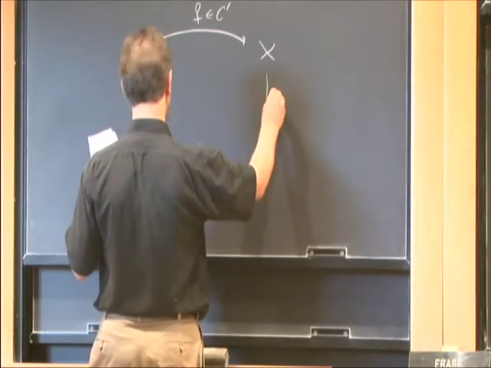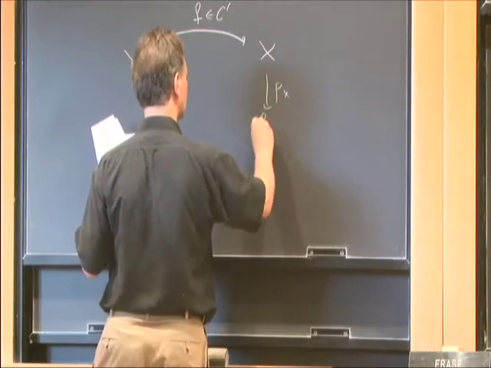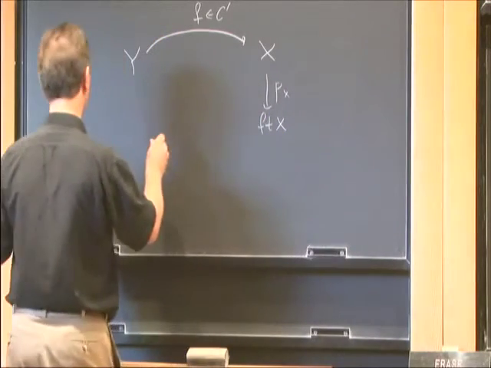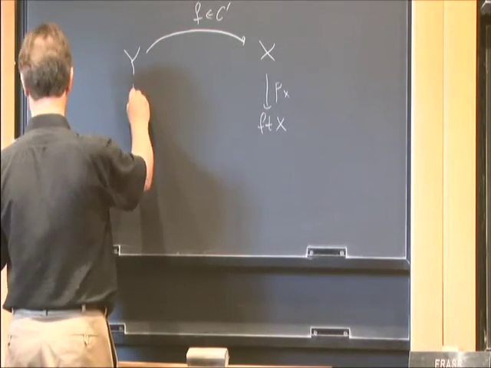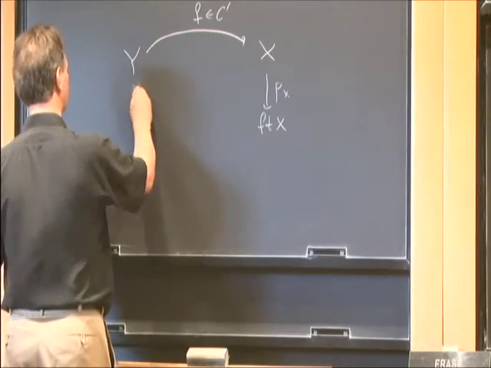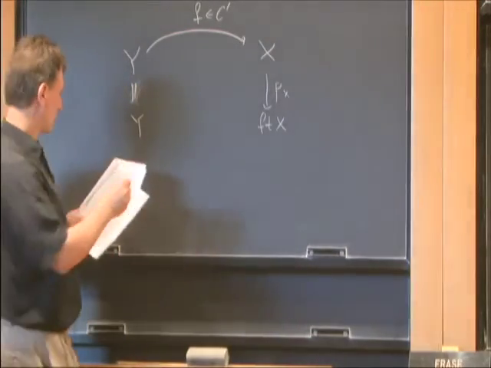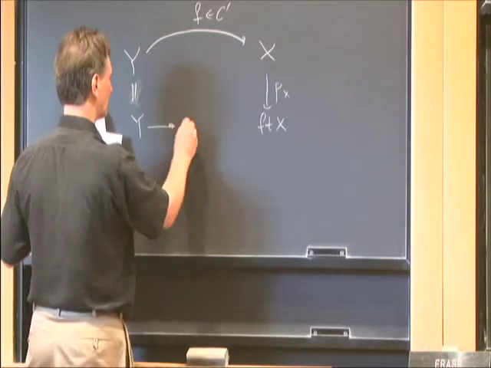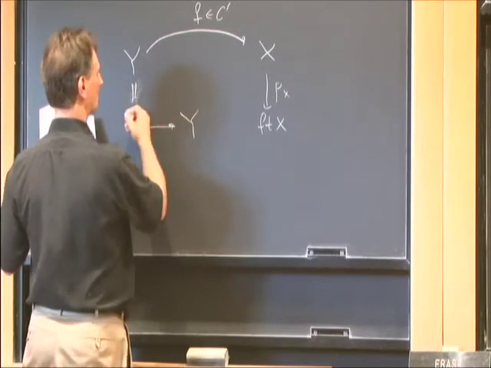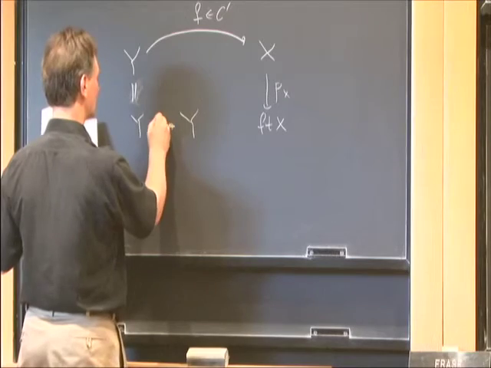So let me do this. That will be p_x, ft of x, and this will be y. I'm drawing square diagrams because of LaTeX. Excuse me, it probably should have been written much more simply.